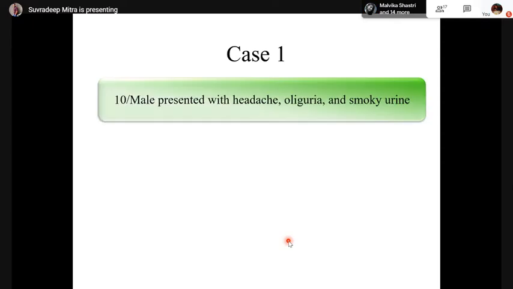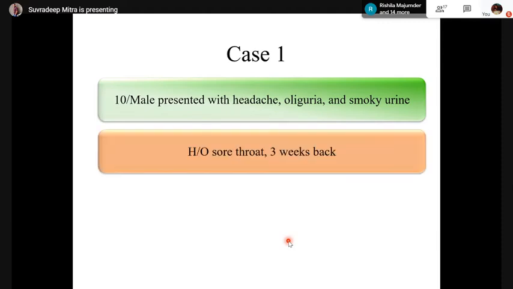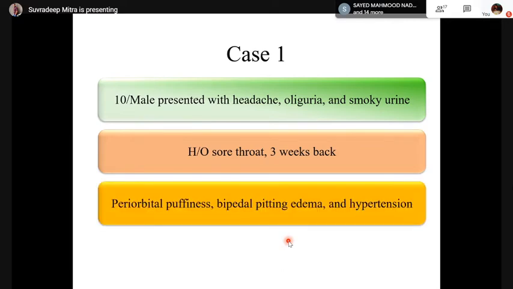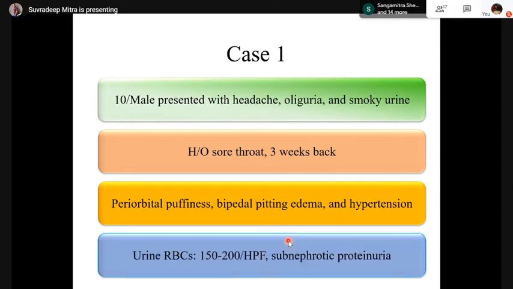So a 10-year male child who presented with headache, oliguria, and smoky urine. There was a history of sore throat which occurred 3 weeks back, and there was periorbital puffiness, bipedal pitting edema, and hypertension. When we examined the urine, there were almost 150 to 200 RBCs. So there was hematuria, and that is possibly causing this smoky urine. There was also subnephrotic range proteinuria, which means proteinuria less than 3 grams per day.